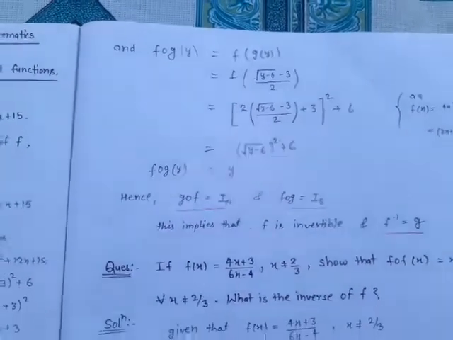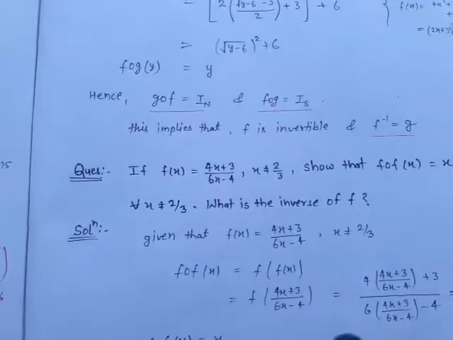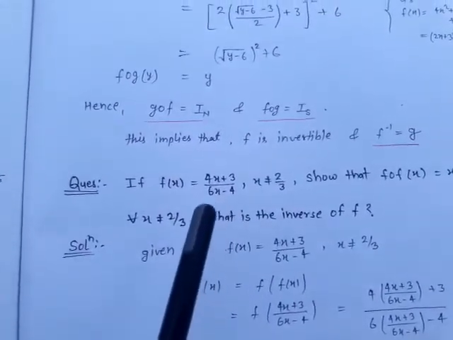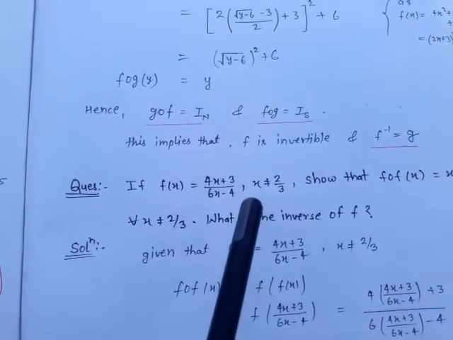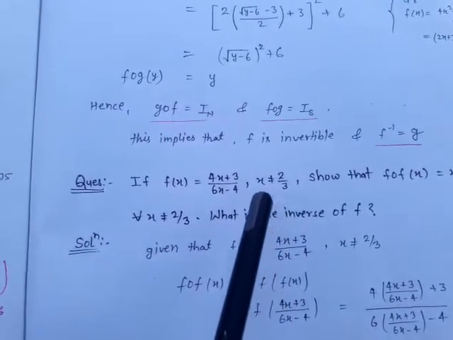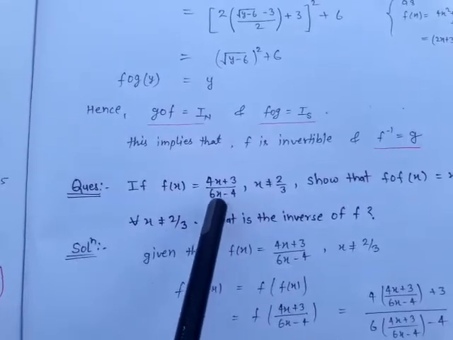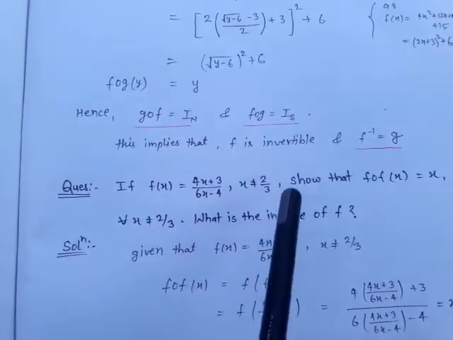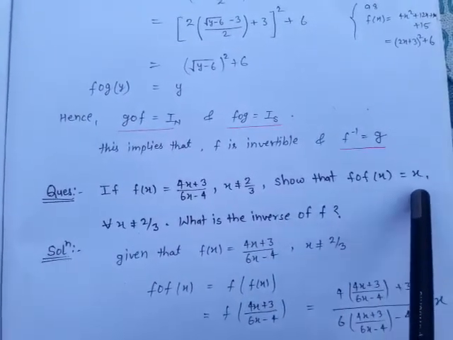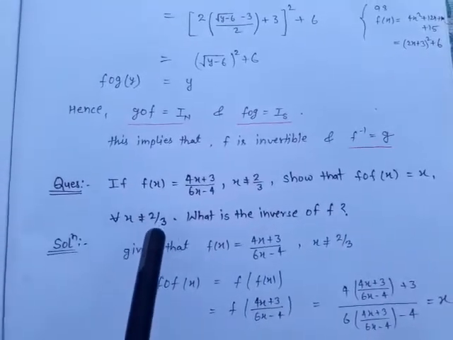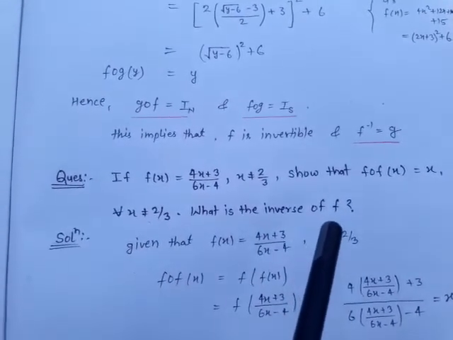Now we move to the second question. If f(x) = (4x + 3)/(6x − 4) and x ≠ 2/3, why do we write it in this form? Here the denominator cannot be 0, so this condition, x ≠ 2/3, so that f(f(x)) = x for all x ≠ 2/3. What is the inverse of f?